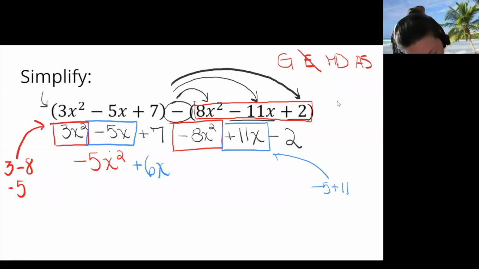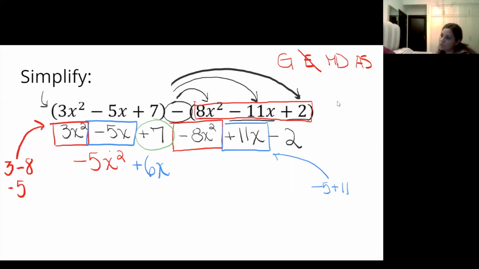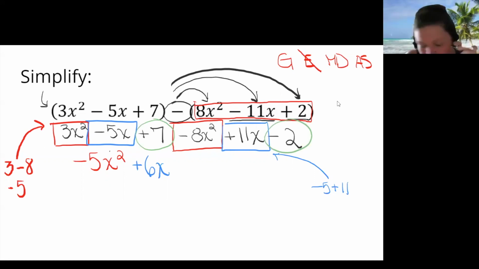Next term we have here is a constant term, a plain old number. Do you see any other constant terms? -2. Absolutely. Plain old numbers have always been able to add and subtract. We can go ahead and do that. And of course, 7 minus 2 is positive or +5.